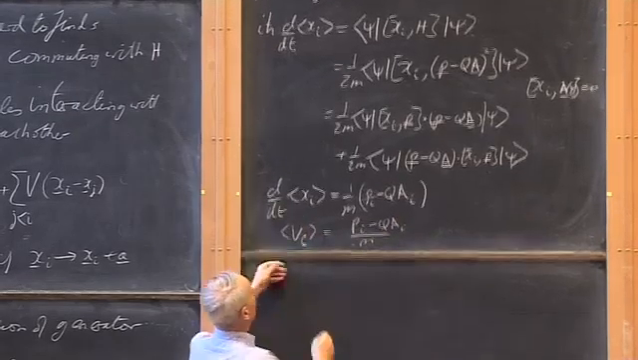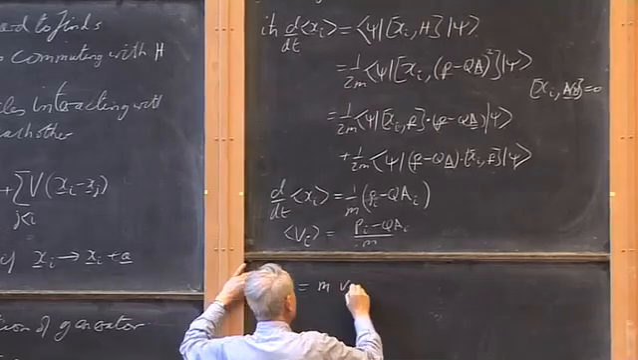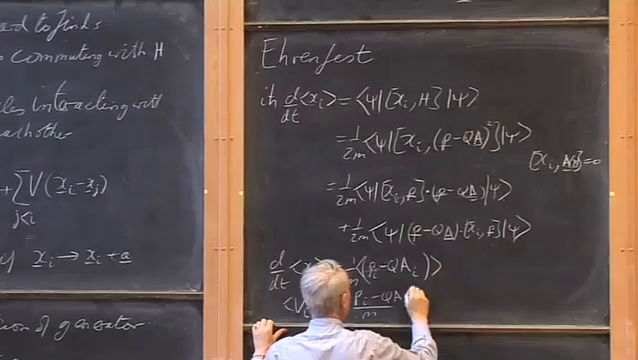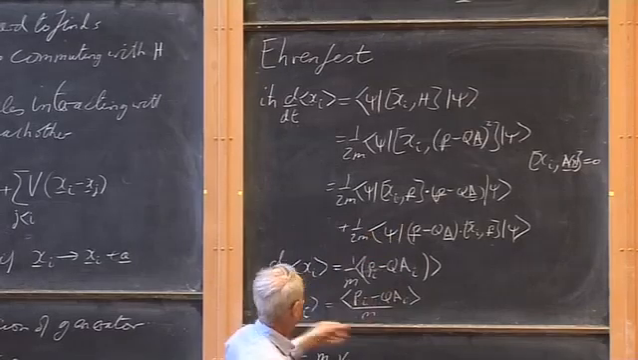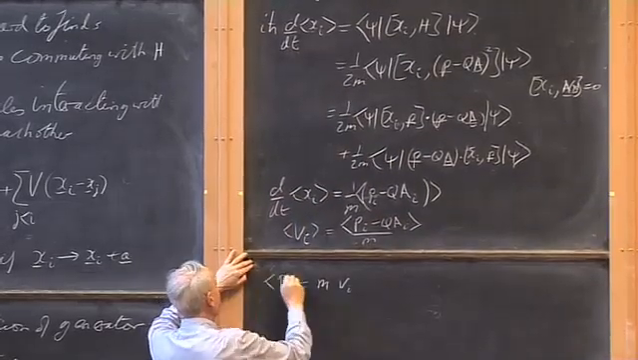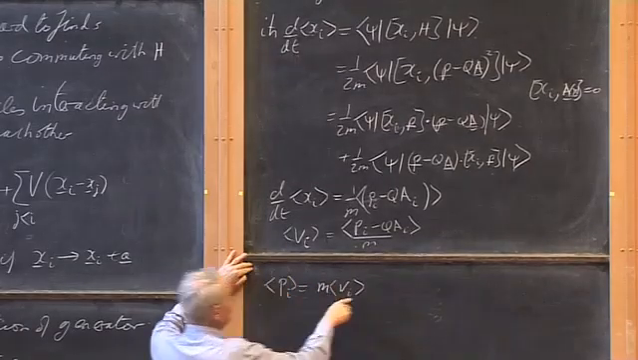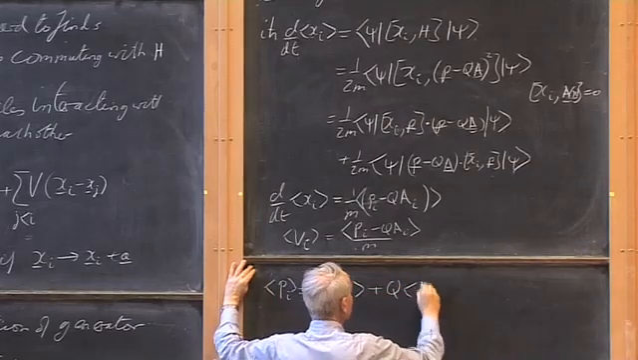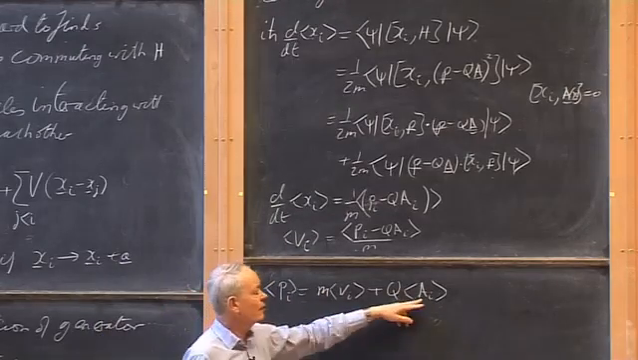Or alternatively, it's telling you that pi is equal to m vi. There are expectation values here. These are expectation values, right? This was always an expectation value. So what we're discovering is that the expectation value of the momentum is equal to mass times the expectation of velocity plus q times the expectation value of the magnetic vector potential at the location of the particle.